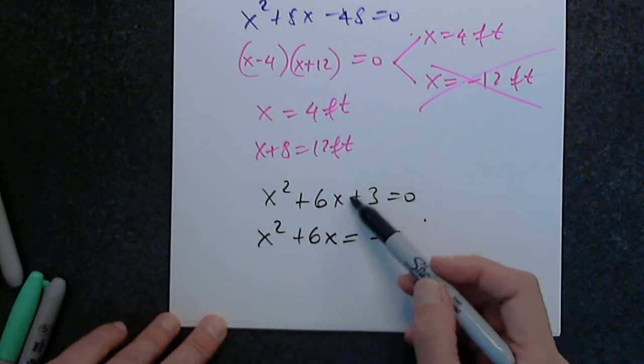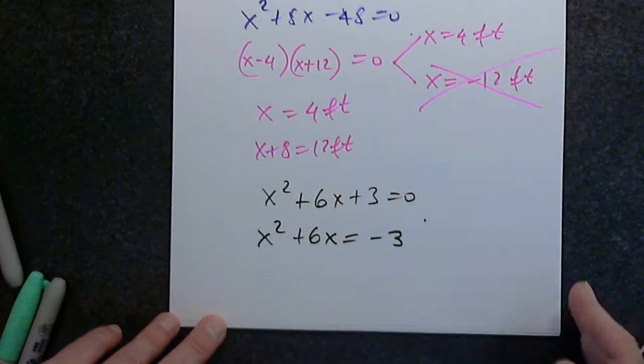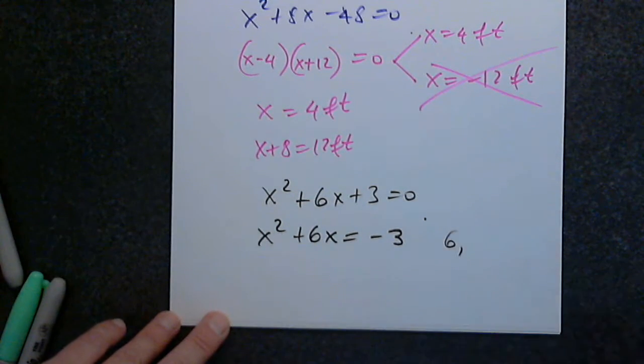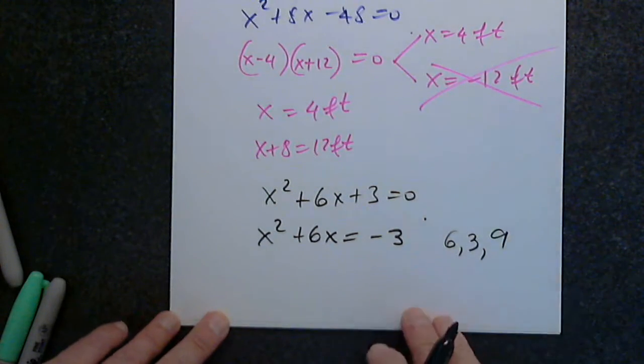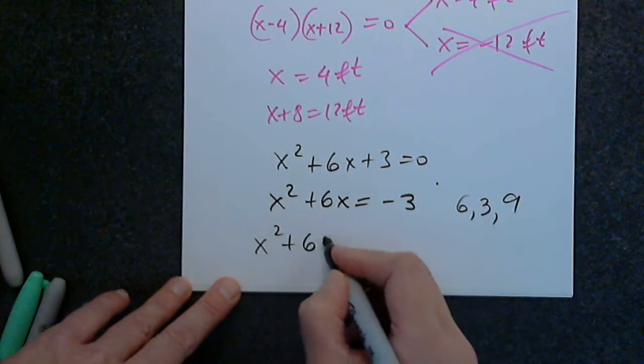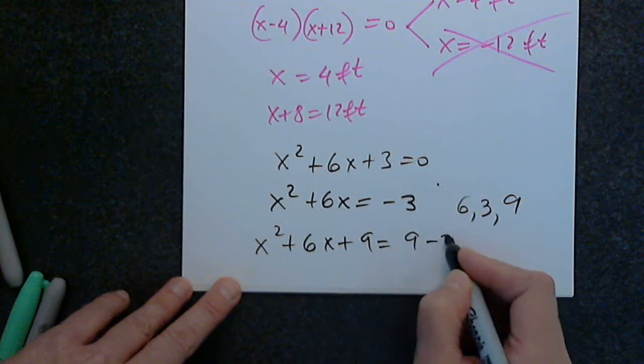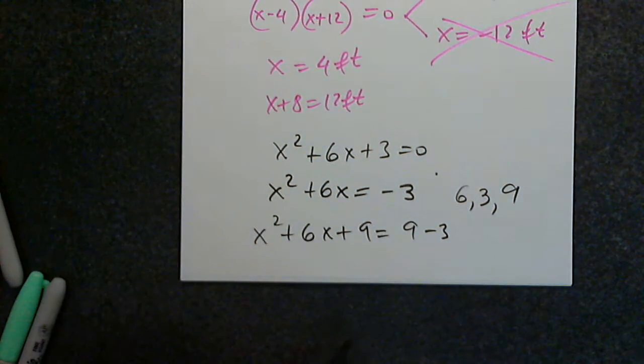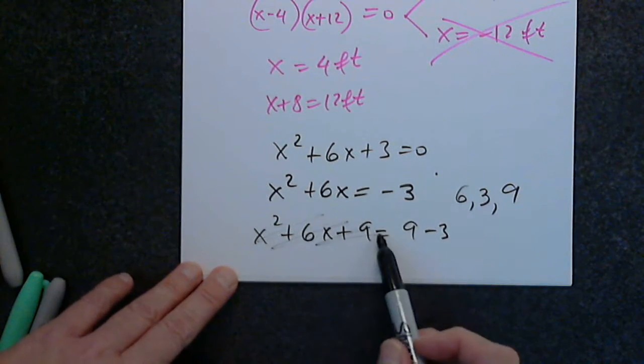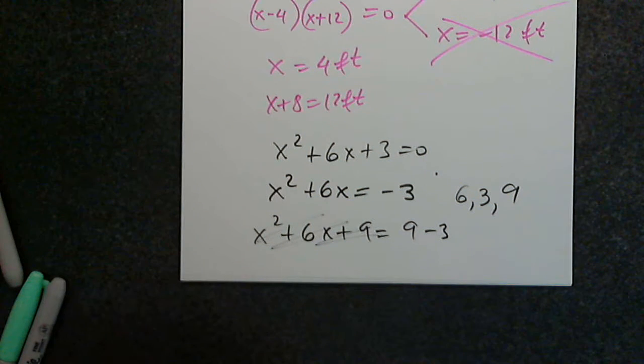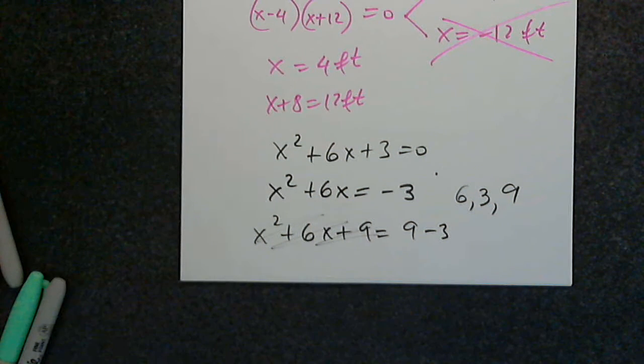The middle coefficient is 6. Divided by 2 is 3. Good. Square is 9. Excellent. Add to both. Exactly. X squared plus 6x plus 9 equals 9 minus 3. But now I have to remember what this is, because if I don't, I get stuck. And I won't be able to finish.